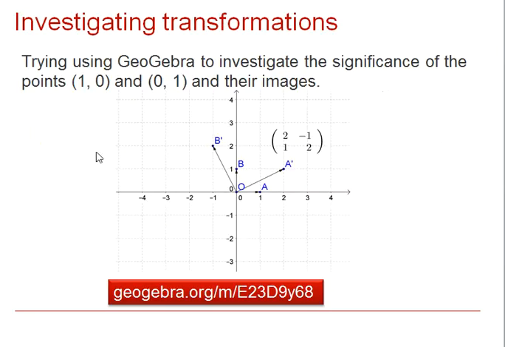To help you do this, you might wish to go to this GeoGebra website, either by cutting and pasting into your browser or by looking in Integral Resources. It's a really useful tool for investigating the significance of those unit square points and their images. You may also, of course, have linked these points (1, 0) and (0, 1) to the identity matrix that we covered in the first matrix series.